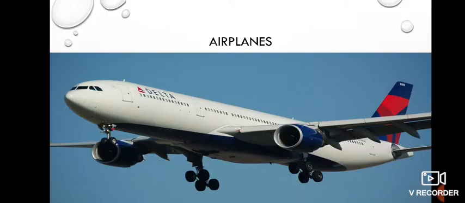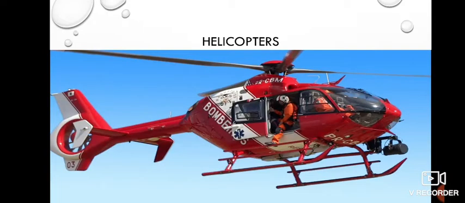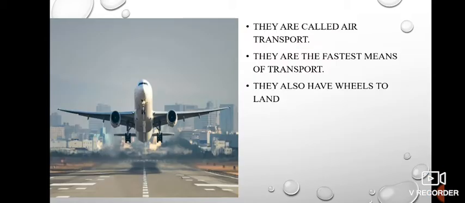Like airplanes and helicopters. Airplanes and helicopters are air transport because they fly in the air, and they are the fastest means of transport. So children, whenever we want to go from one place to another quickly or in less time, then we use air transport instead of water transport or land transport, because they are the fastest means of transport.